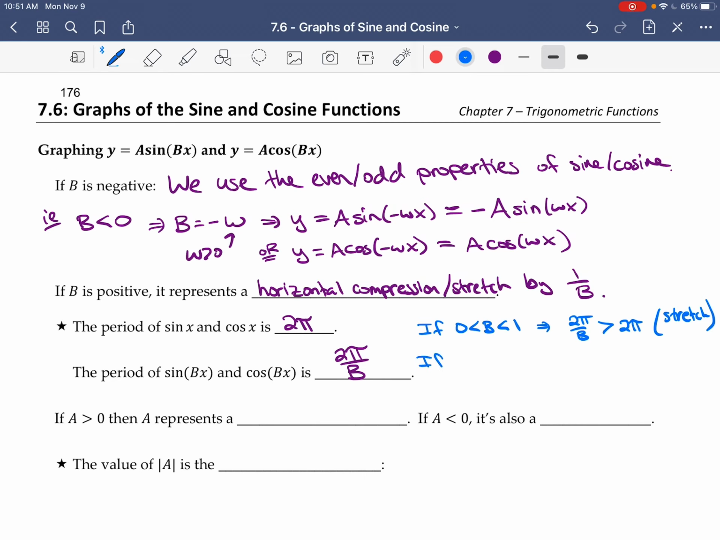Okay, if b is bigger than 1, then 2 pi over b is less than 2 pi, because I'm dividing it by something that's bigger than 1. So this is a compression. Okay, these are both horizontal. So it just depends on the value of b.